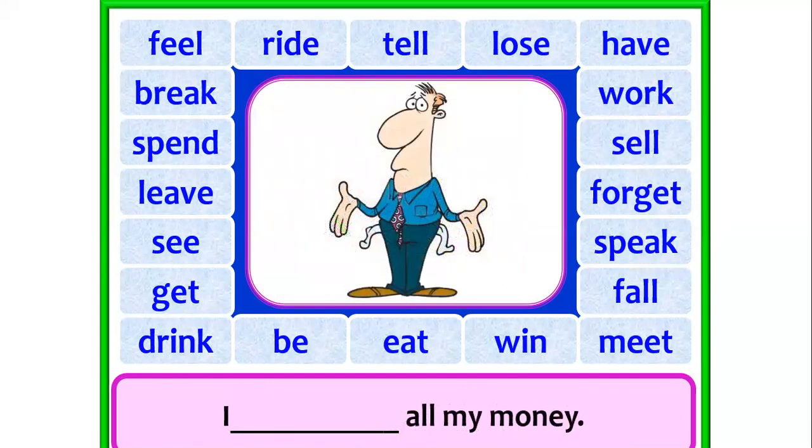I owe my money. You can see that the result of the action that happened in the past is showing on the man with the empty pockets. So I have, what's the word? Can it be spend? Yes. So what is the past participle of spend? It's spent. So I have spent all my money.